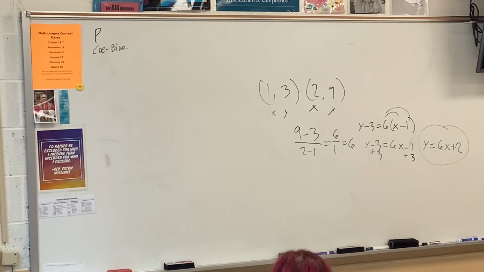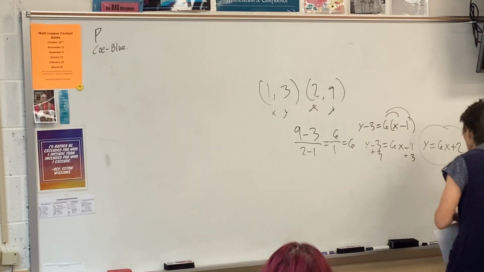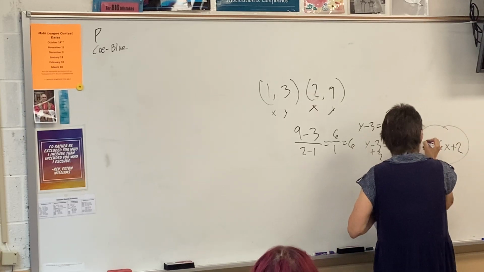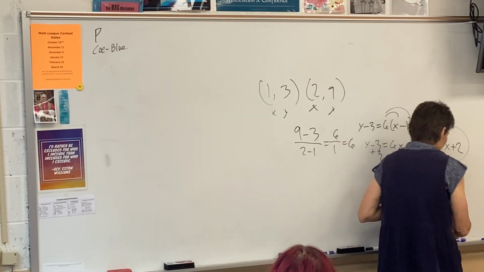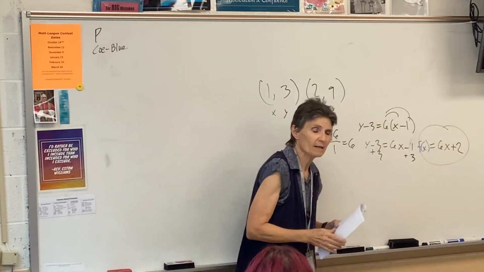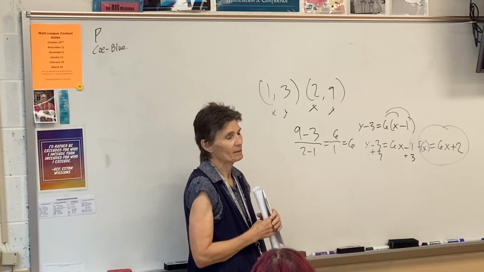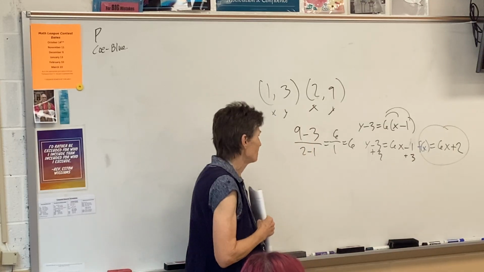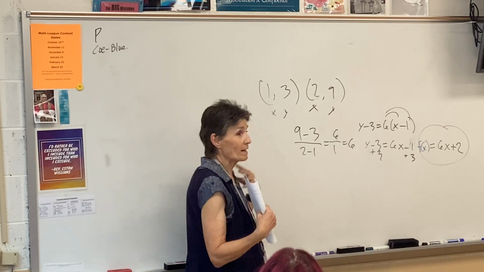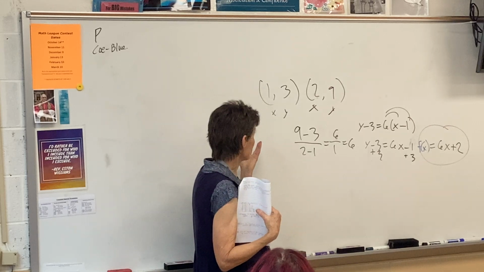Brian got y equals 6x plus 2. I am going to just make the math teacher happy and write f of x equals 6x plus 2. I'm probably not going to mark that off, but that is the best way of writing it. I don't know if it's right though. I haven't checked it. Did any of you get this?